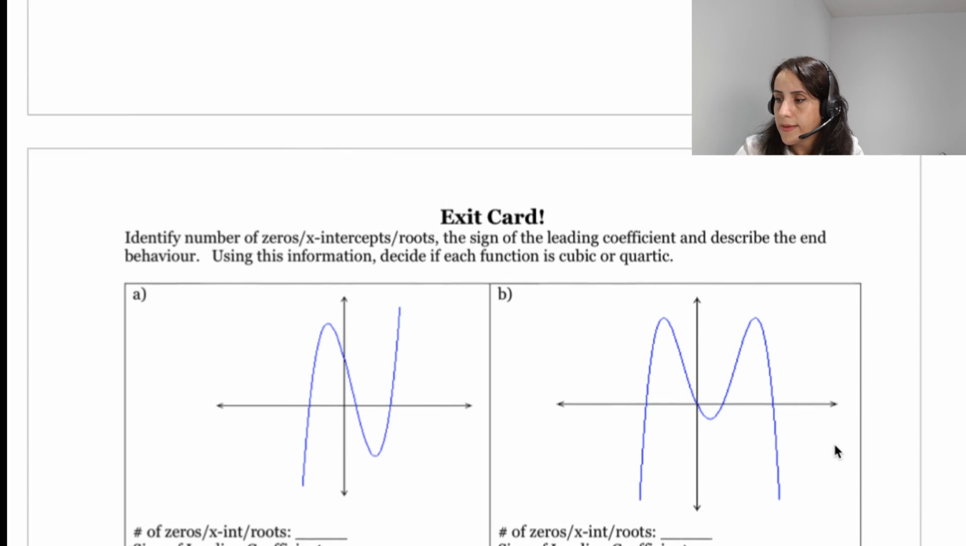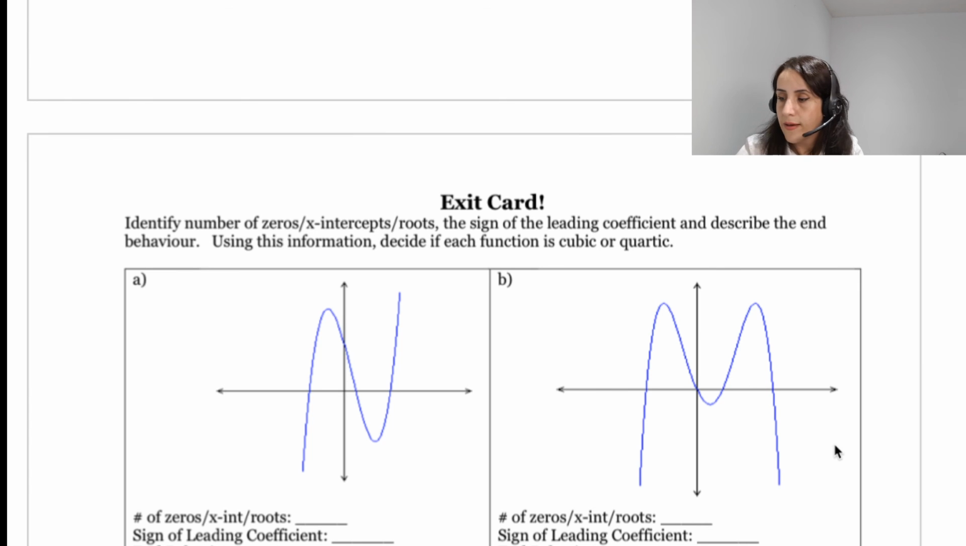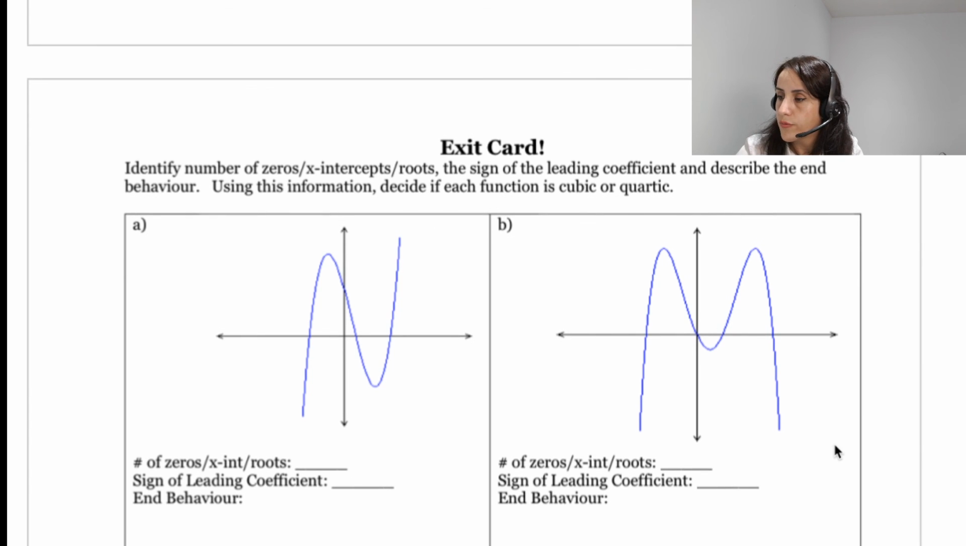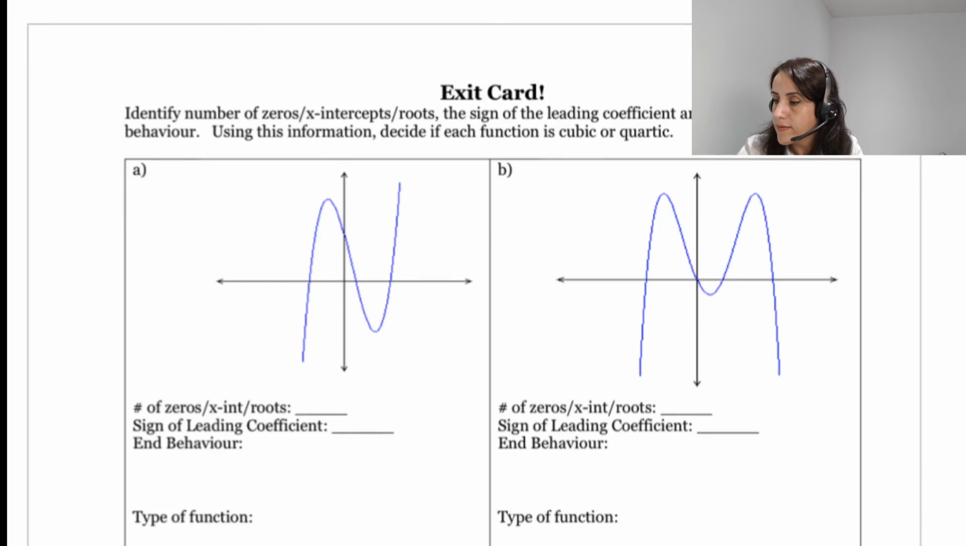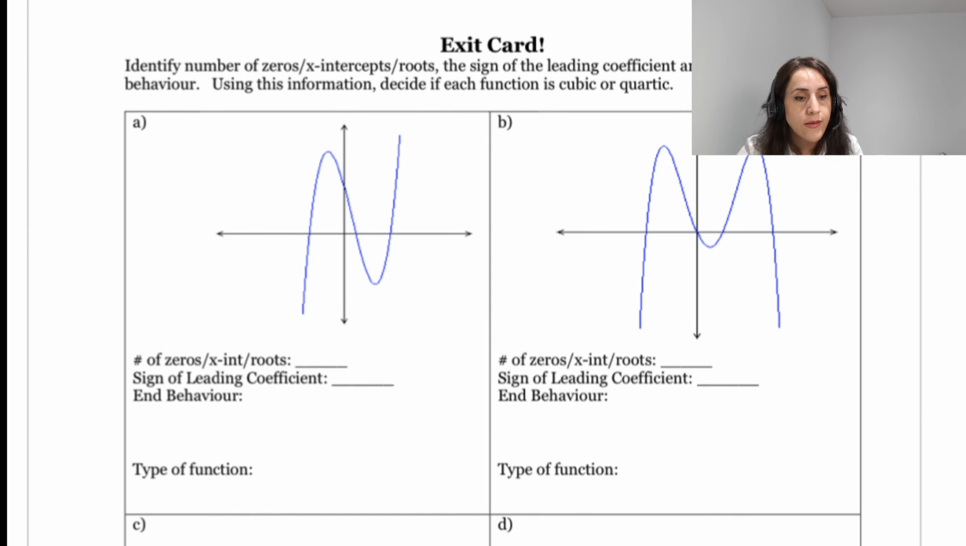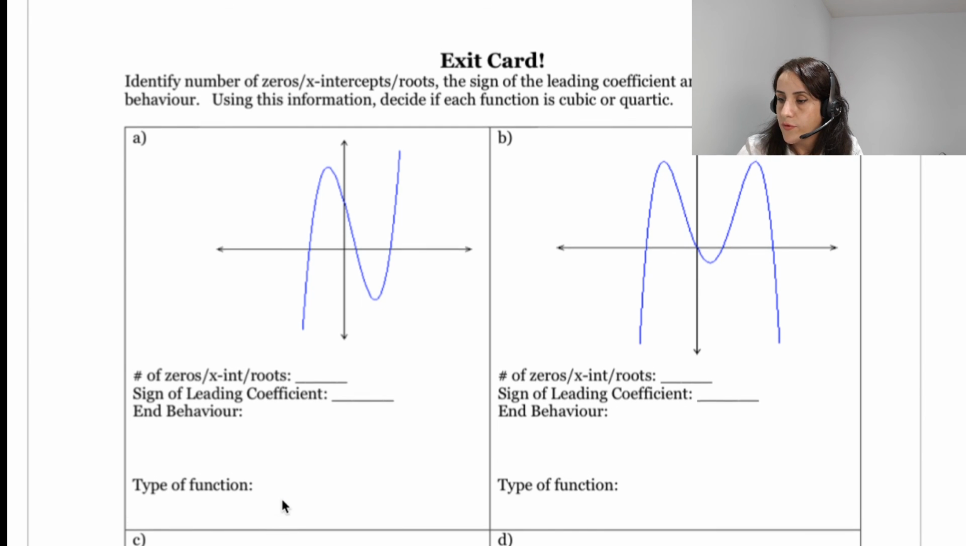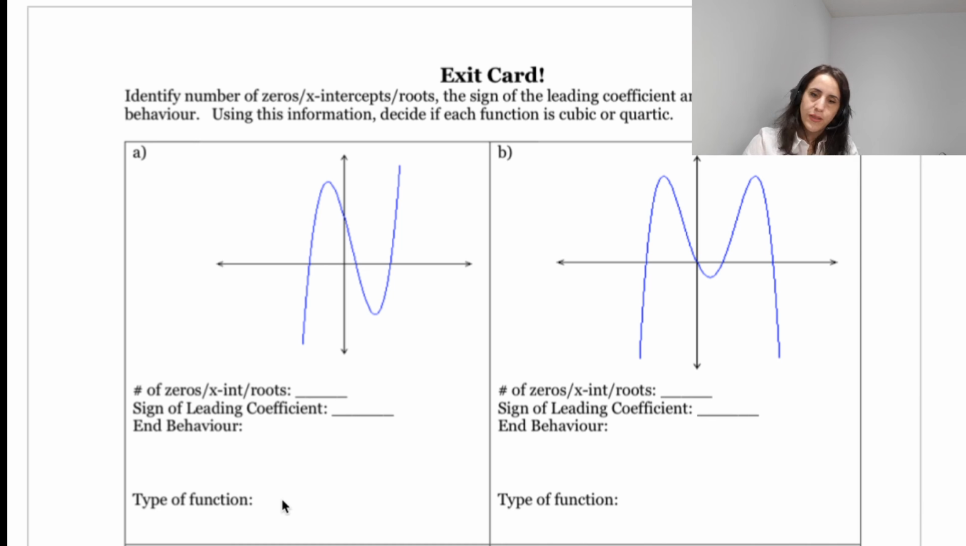Here are the questions that I want to give you as an exit card. I'll give you maybe 1-2 minutes to go over it and do it, then we are going to do it together. For each one, the questions ask the number of zeros or x-intercepts, the sign of the leading coefficient, the end behavior, and finally the type of function. What is the type of each function? I'm giving you 2 minutes. You can go.